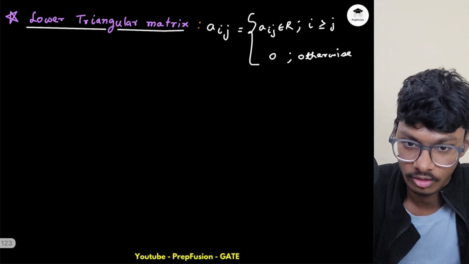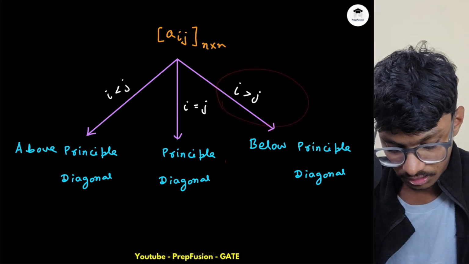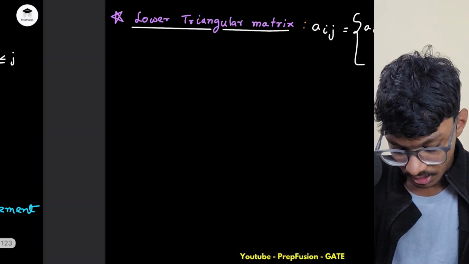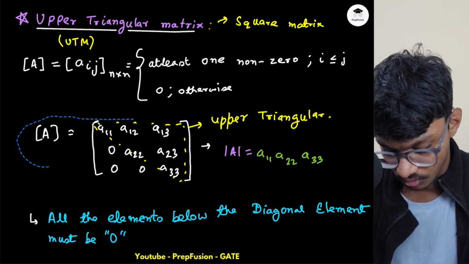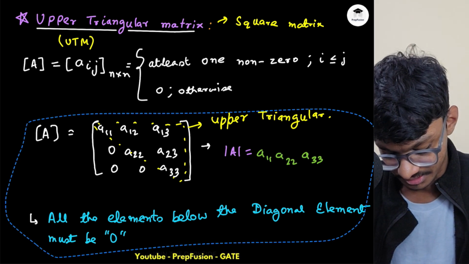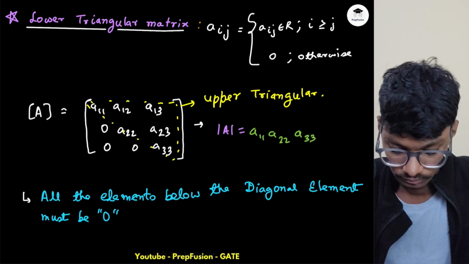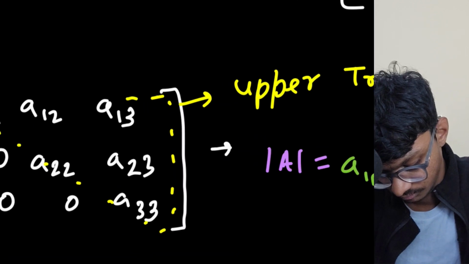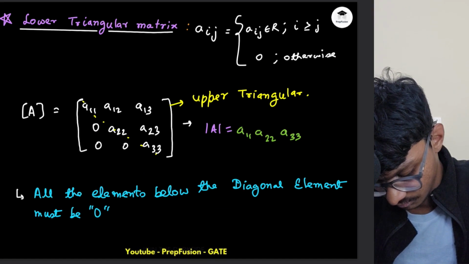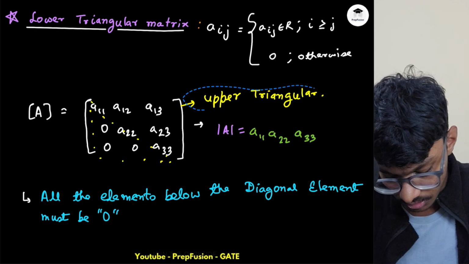Similarly for the lower triangular matrix, where i is greater than j. Obviously we're talking about the region below the principal diagonal. So lower, that's why it is called a lower triangular matrix. Almost everything is the same, but the difference is just that it is talking about the lower triangle, not the upper triangle. So I'll just copy this thing again. All of them are the same, just the words are interchanged. So basically this will be the lower triangle.